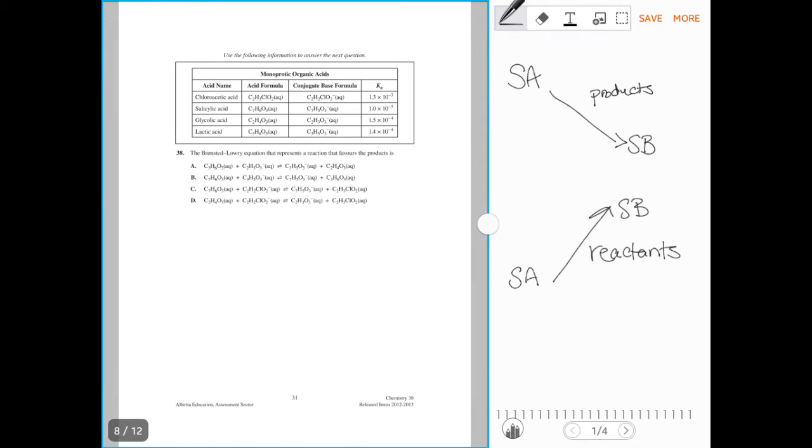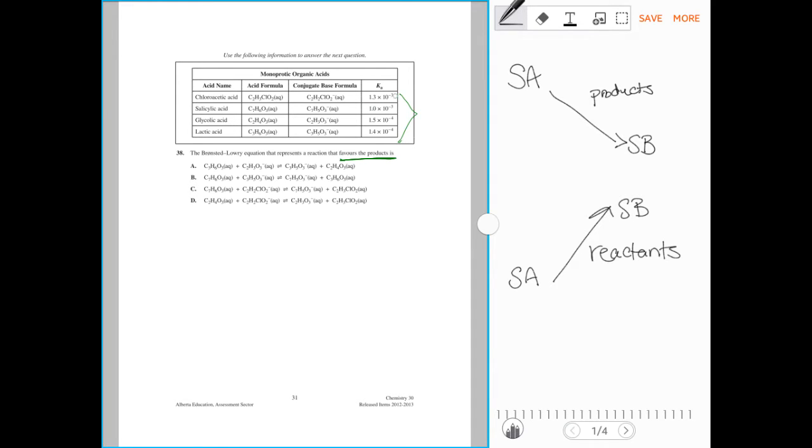Let's take a look at this question, number 38. Let's read the question again first. The Bronsted-Lowry equation that represents the reaction that favors the products. Okay, so this is interesting. We need to find a reaction that favors products. And the one thing we need to check is to ensure our Kas are in numerical order, with your stronger acid at the top and your weaker acid at the bottom.